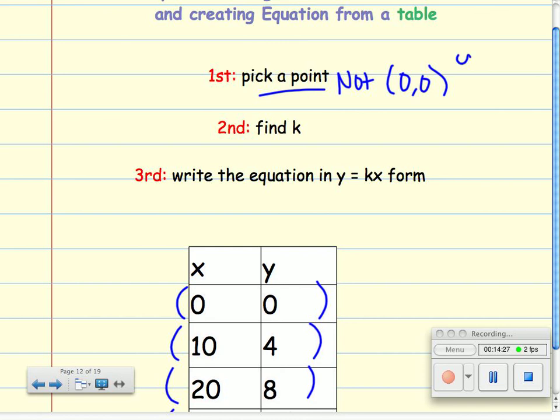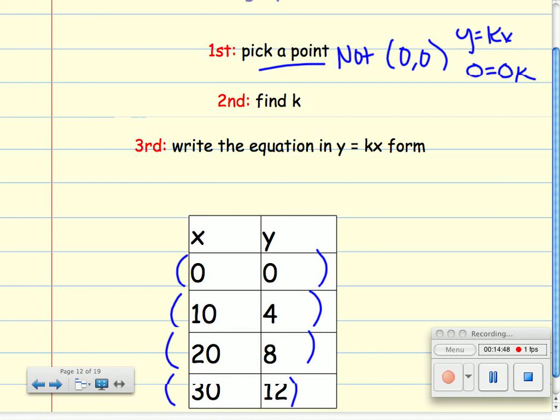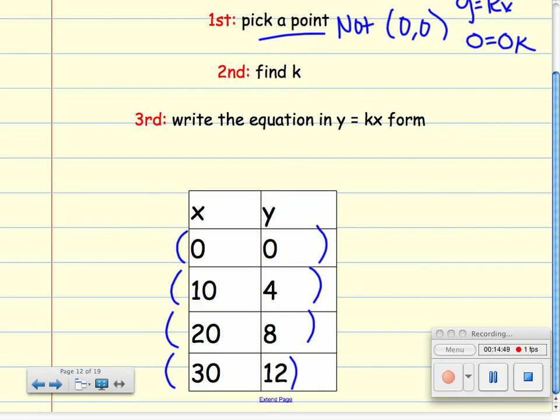Because if I did y is equal to kx, and I plug 0, 0 in, you get 0 is equal to 0 times k. Well, it could be anything. That didn't specify anything to me. So you want to make sure that you pick a point that is not 0, 0. And then you find k and write the equation. So looking at this table, I'm going to go ahead and pick 10, 4.